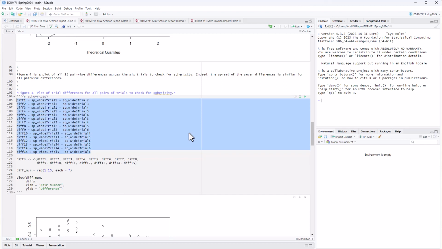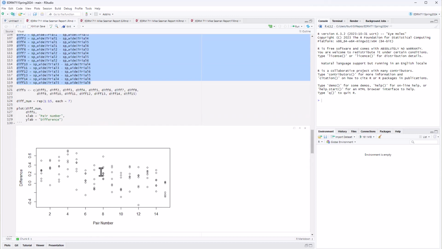We looked at the difference between trial 1 and 2, 1 and 3. We calculated all those differences for all the individuals. In this case, there were 15 of them. And then we looked at all the possible pairs to see what kind of variation we got across all the possible pairs. And what we ended up with in this case was something in which the variation looks very similar from one pair to another.